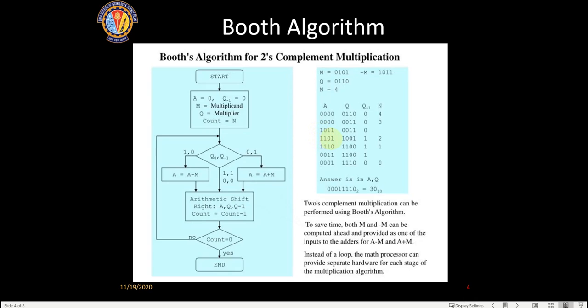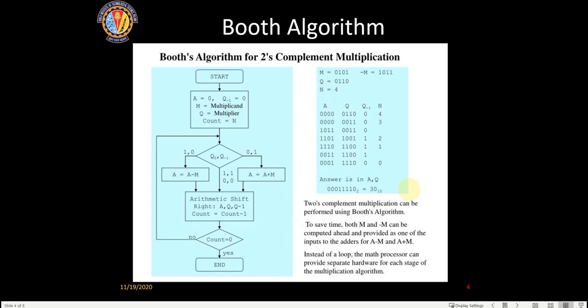So this becomes 1101, right. So this is shifted here, this is shifted here. In the next cycle you have 1 1 available here. So 1 1 means it remains the same. So the accumulator is going to remain the same here, and then you are going to push it towards the right. So you continue that till you get the final answer.